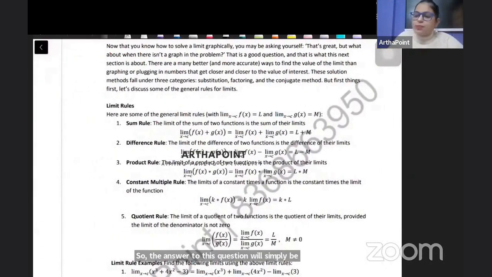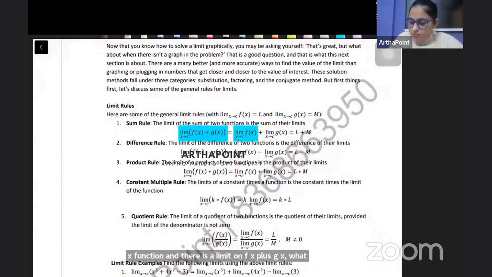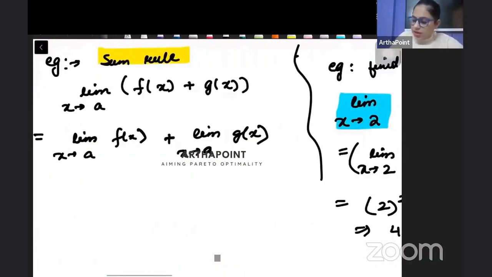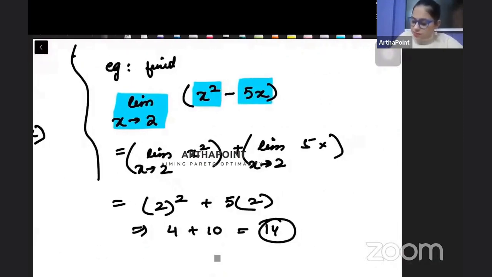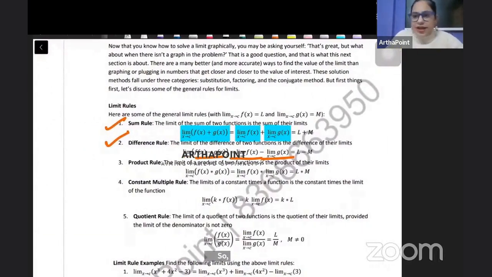So if there are two functions, f(x) एक function है, g(x) एक function है, and there is a limit on f(x) plus g(x), माने what can you do? You can separately put a limit on f(x) and separately put a limit on g(x). The same is applicable to difference also. तो अगर f(x) minus g(x) है, put limit separately on f(x), separately on g(x) and solve. जैसे यहाँ पर had this been a minus sign, तो हम minus कर देते, right? So you can also have these limits defined with a subtraction also. अगर difference भी है तो भी ये limit defined है.